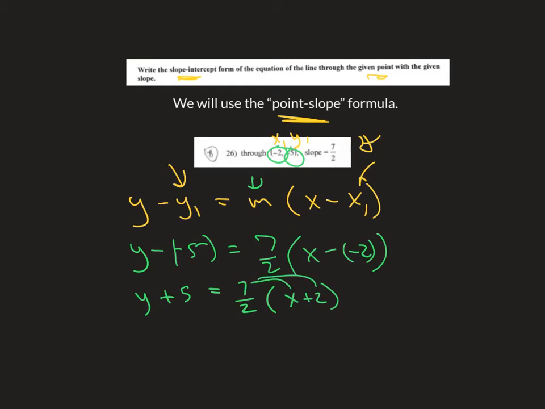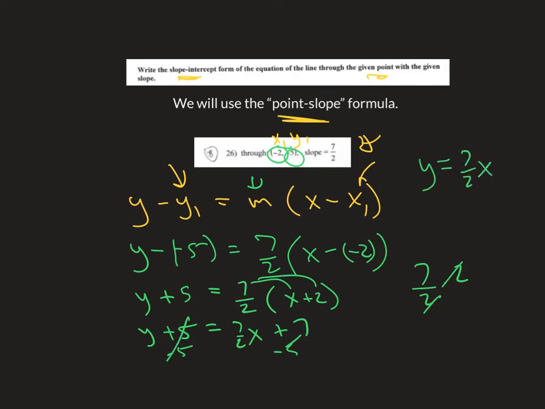Now I'm going to distribute that 7/2, so that's y plus 5 equals 7/2 x, no big deal. And then 7/2 times 2, the 2's cancel, that's just plus 7. Subtract 5, and for my final answer I have y equals 7/2 x, and 7 plus negative 5, or 7 minus 5 is plus 2. And we are all set.